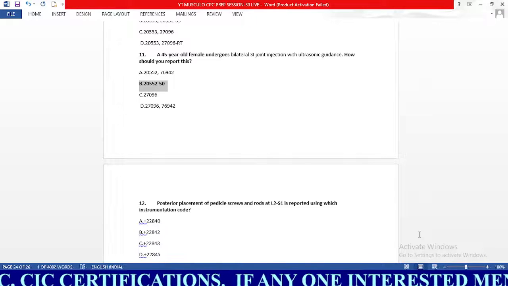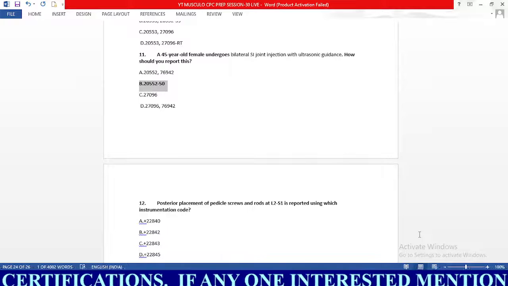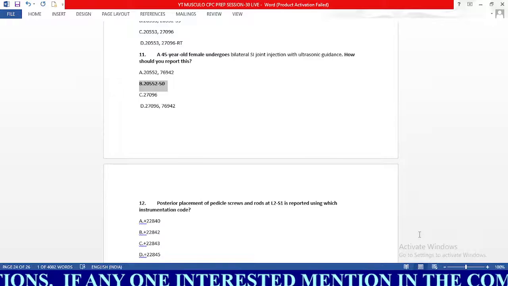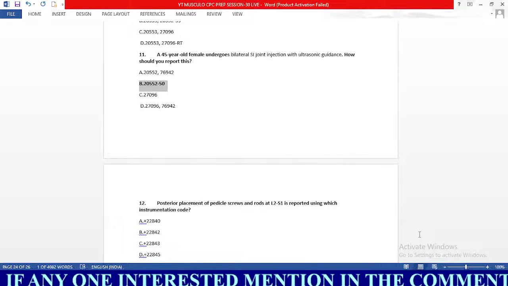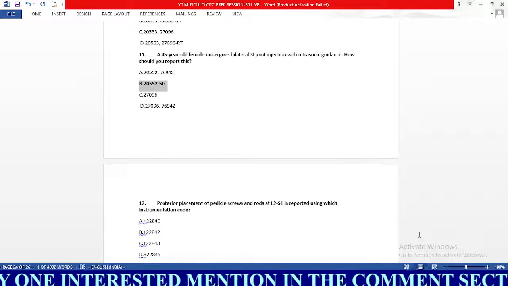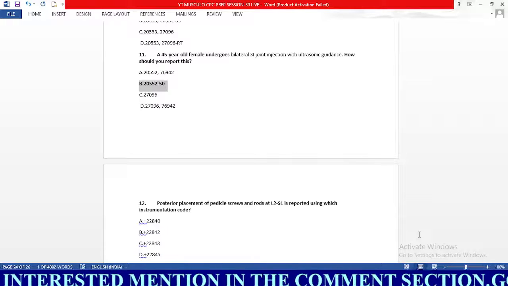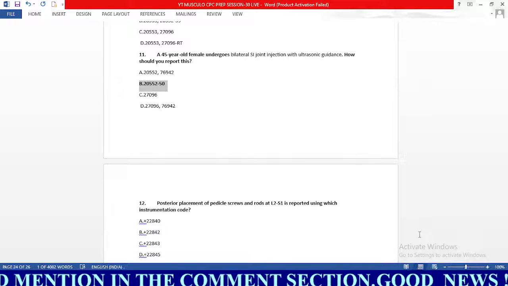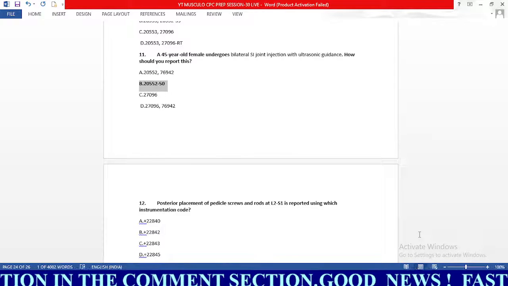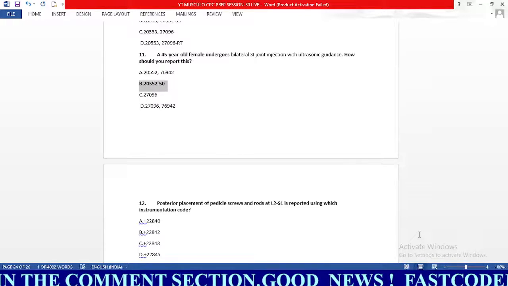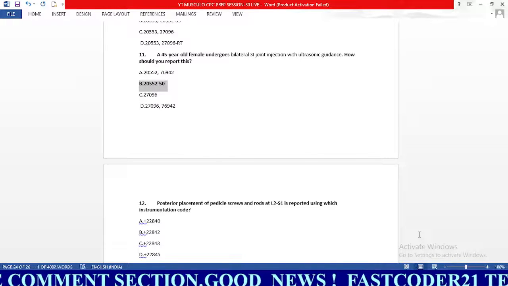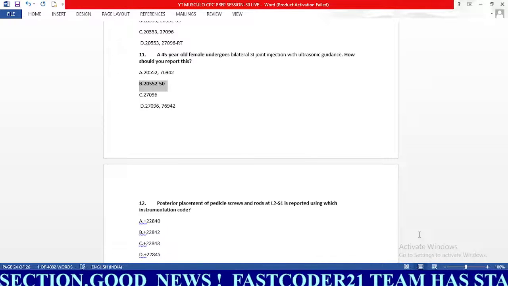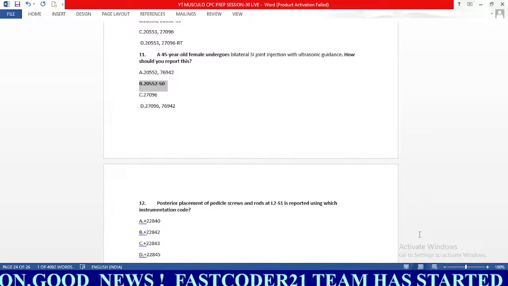So if you have the CPT book, check under 27096. You will find, if CT or fluoroscopy imaging is not performed, use 20552. But based on our question, the physician has performed ultrasound guidance. So we need to use 20552 as we can't use 27096, which we use for fluoroscopy or CT. So check under 27096, you can get a clear idea. So now try question number 12. You have 2 more minutes.